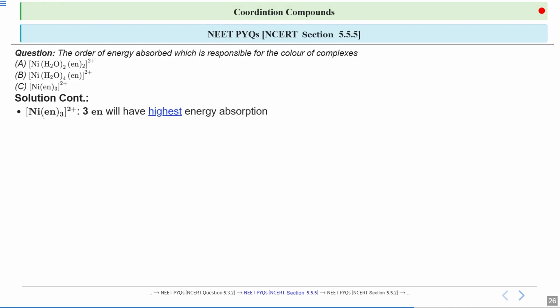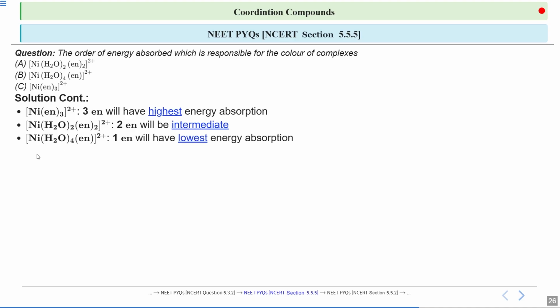So our third complex, that is [Ni(en)3]2+, is having 3 en ligands and it is going to have the highest energy absorption. Okay, and this second complex, [Ni(H2O)2(en)2], is having 2 en and 2 water molecules, right? So they are equal. So this will be intermediate.